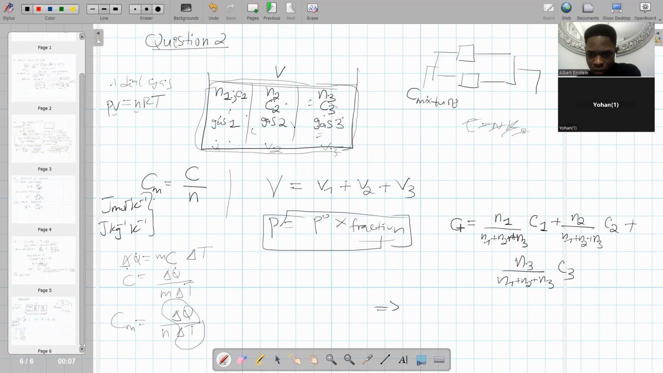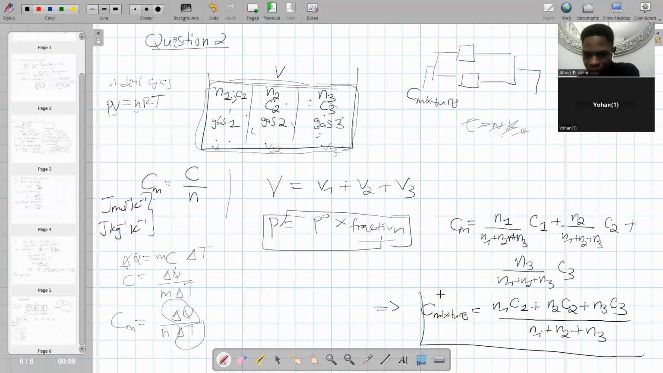C of the mixture is the mole fraction of the first gas times C of the first gas, plus the mole fraction of the second gas times C of the second gas, plus the mole fraction of the third gas times C of the third gas. The mole fraction simply means the number of moles of that gas divided by the total number of moles. So we can just write that the C of the mixture is given by N1 C1 plus N2 C2 plus N3 C3, all divided by N1 plus N2 plus N3.